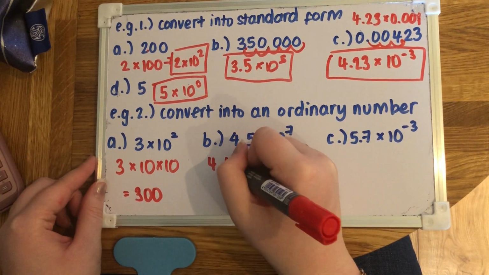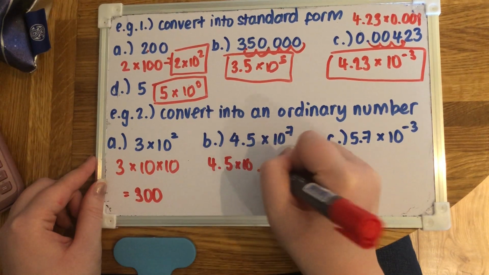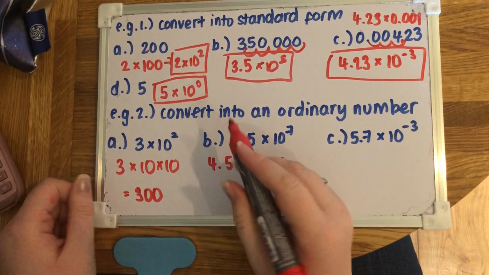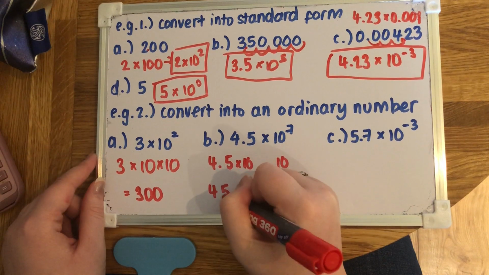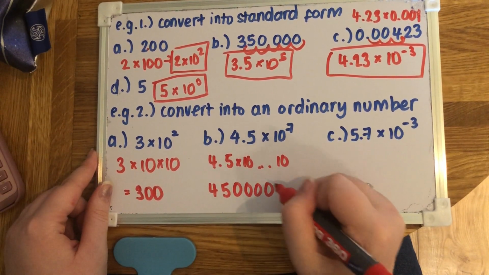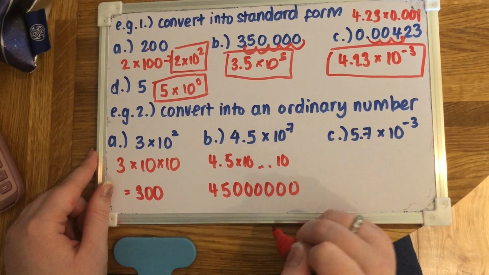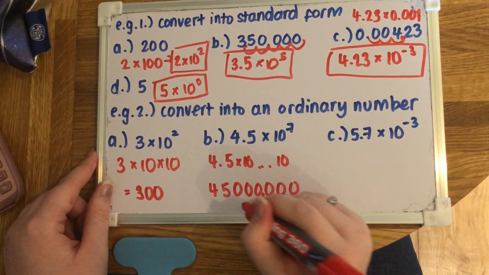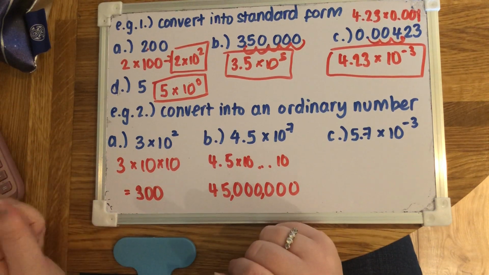Okay, and I do the same thing here. So I'm going to be multiplying this by 10 7 times. So that'll be once, twice, 3 times, 4 times, 5 times, 6 times, 7 times, and I'm going to add the little commas in, 45 million.